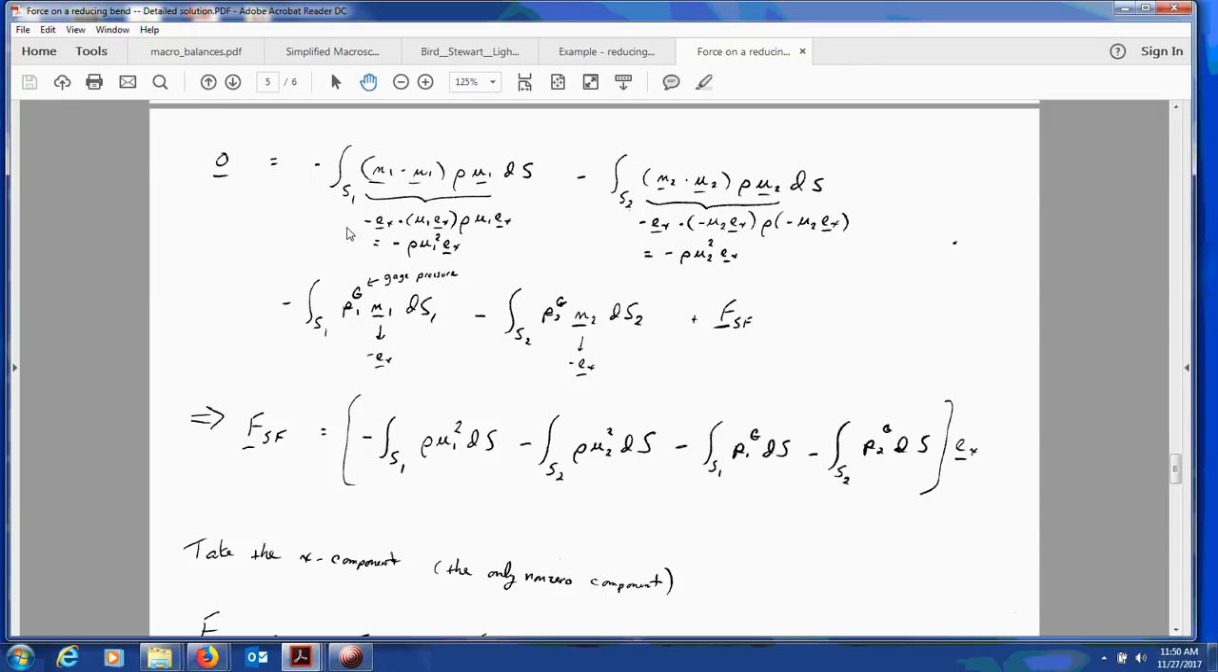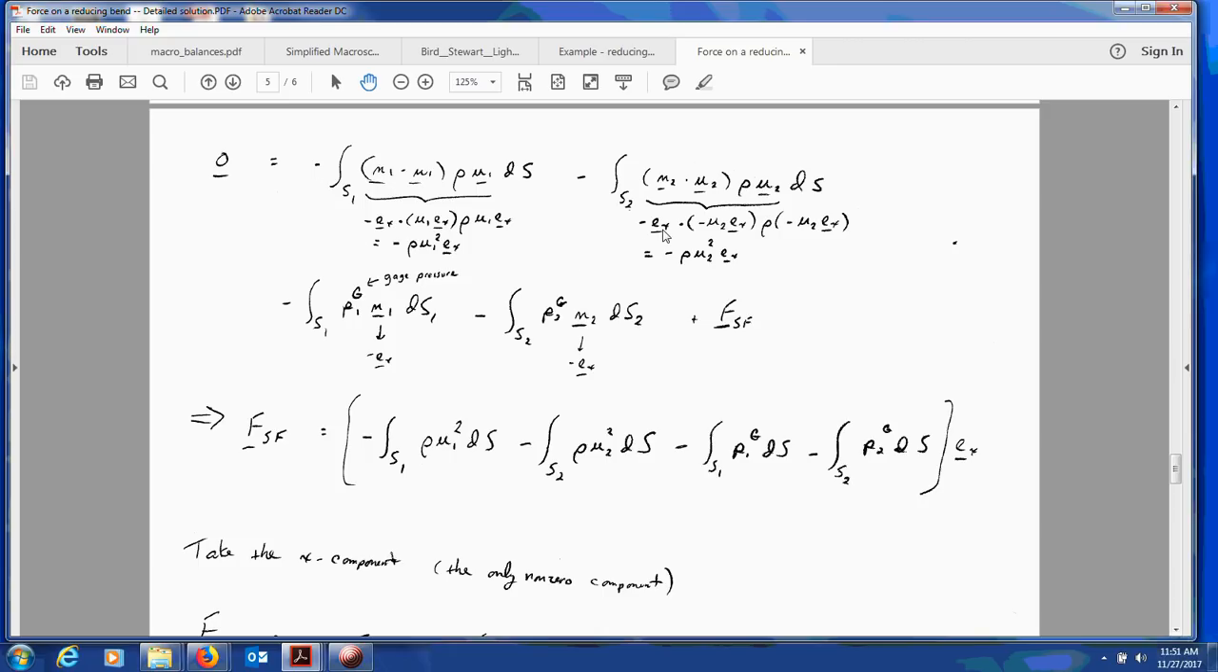Next step, we substitute. n1 is minus e_x. u1 vector is u1 scalar times plus e_x. And similarly here. So when we do the dot product of minus e_x with e_x, we get minus 1. And so this integrand becomes minus rho u1 scalar squared times e_x. And we retain the minus sign out in front.